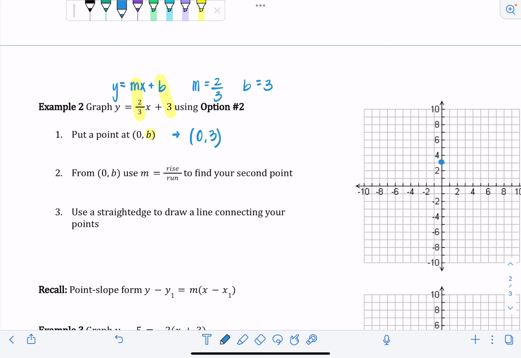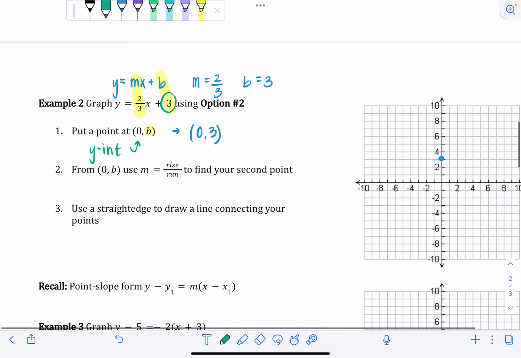And then notice that we're always putting a point at 0, b, so anytime the x coordinate is 0, our first point is always going on the y-axis, and it's actually called a y-intercept. So another way that you can approach this is, whatever b is, in this case b is 3, you can put a point at 3 on the y-axis. So that b point will always be on the y-axis no matter what.